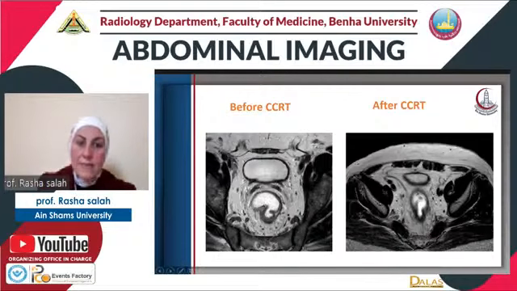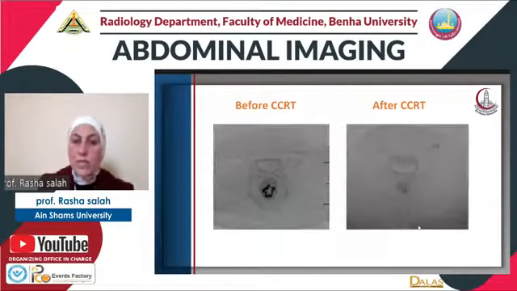Let's see the axial oblique images. This is the mass over here before treatment, and this is after treatment. We can see that after treatment, the tumor is showing a predominant low signal on the T2 weighted image, which is a good sign that there is a treatment response. But if this is a complete radiological response or just a partial response, we need the diffusion weighted image.